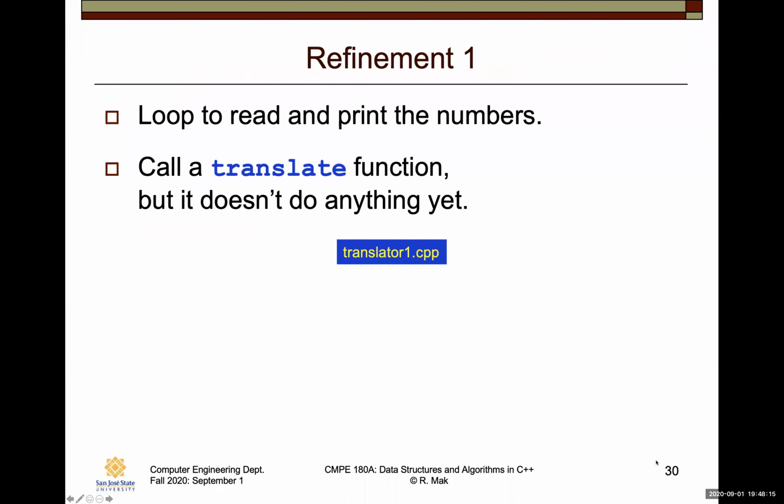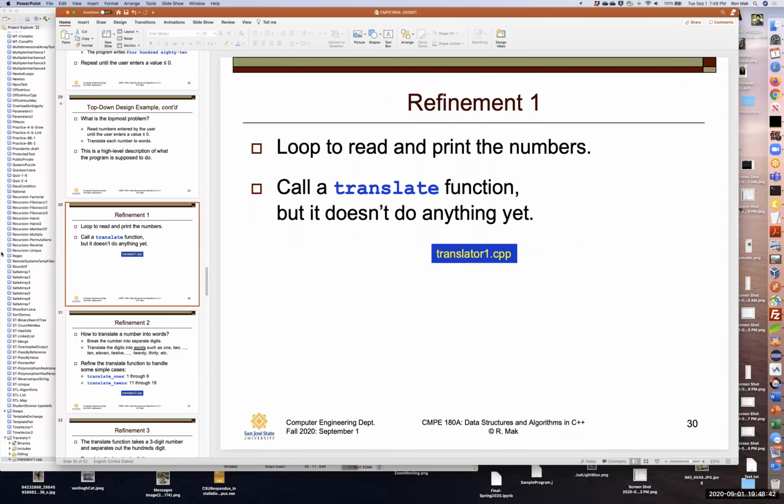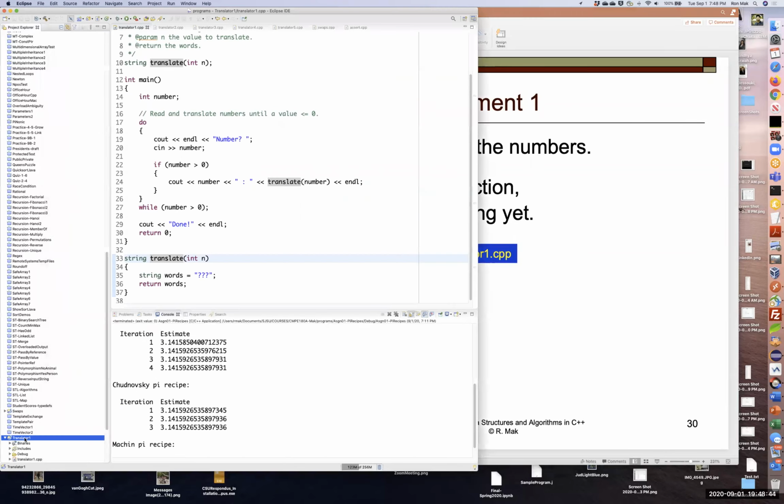Now here's the first version of the program. We're going to create a loop to read and print the numbers that the user is typing in, and then for each number, we're going to call the translate function. But since this is the first version, the translate function doesn't actually do anything. So this is translator 1, and I have posted these programs.